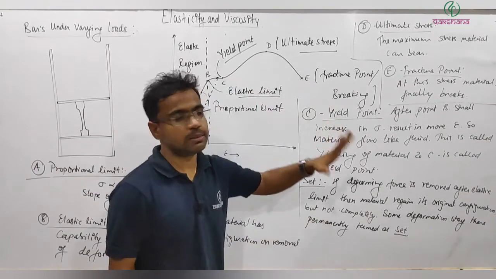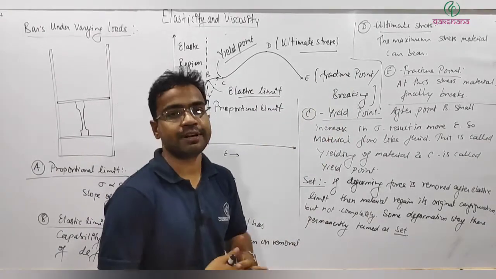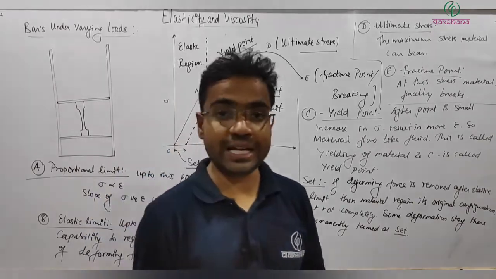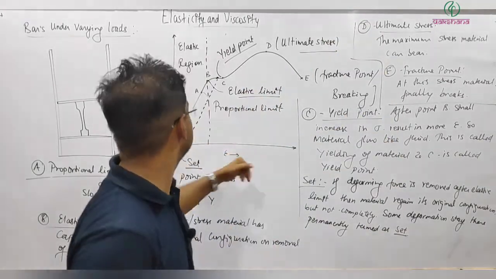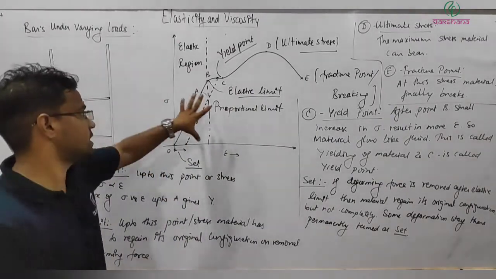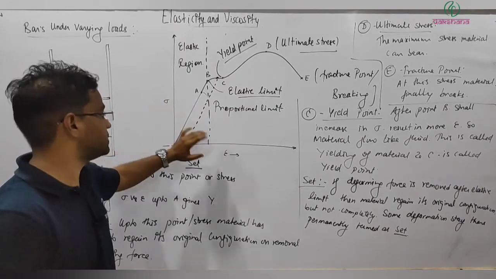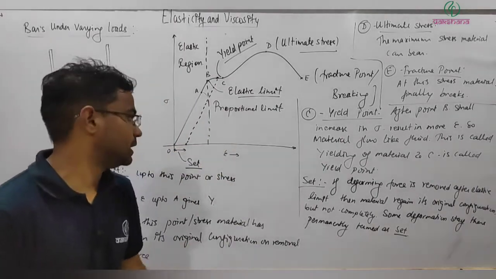Point D is the maximum stress the material can bear, that is termed as ultimate stress, and E is the fracture point at which the material finally breaks down. If you stress it further, it finally breaks down. So this is all about bars under varying load. This is one of the experiments. This graph we got when sigma versus epsilon is plotted, and that is all the information we get about the material.